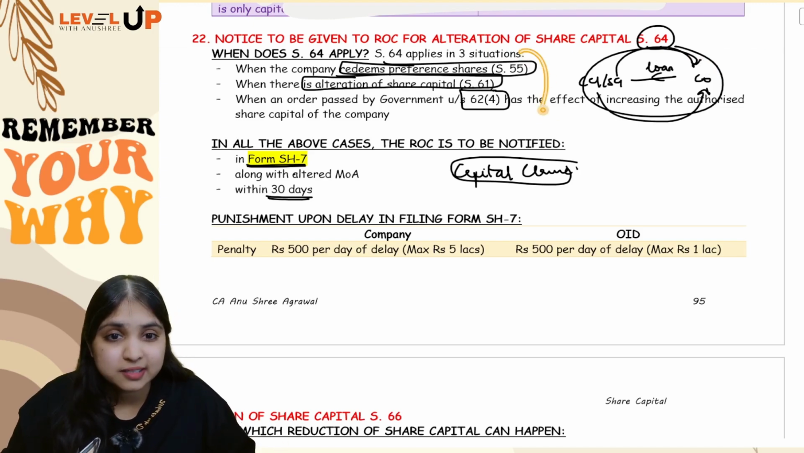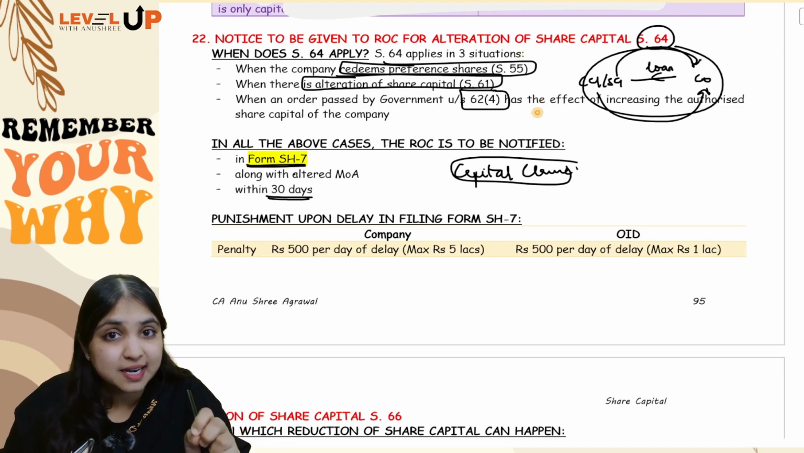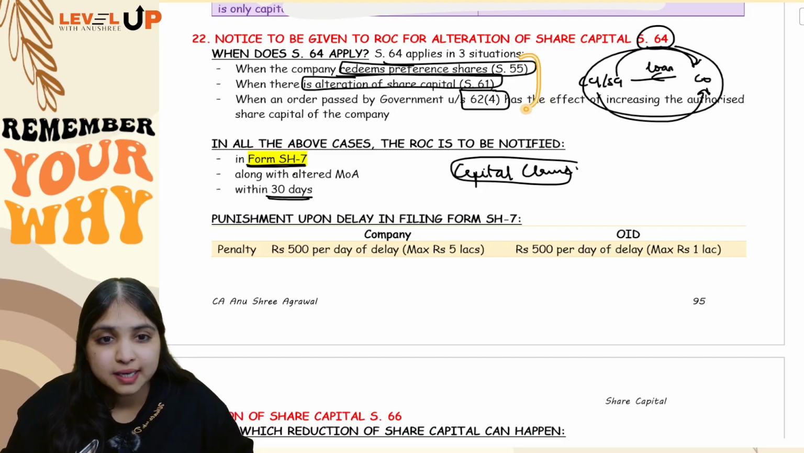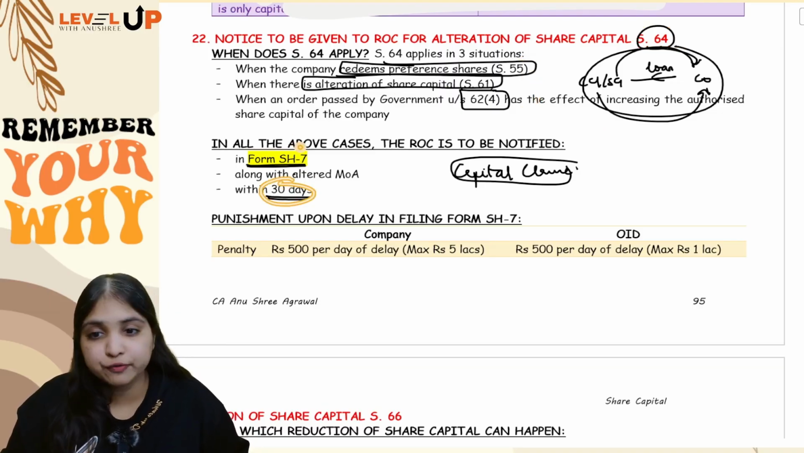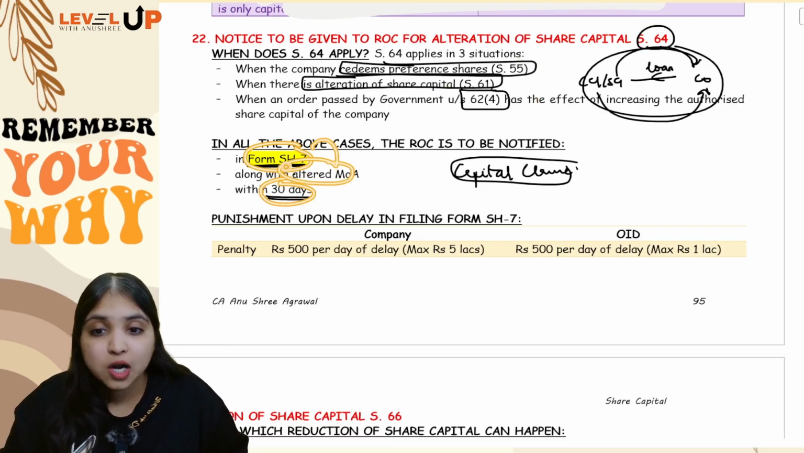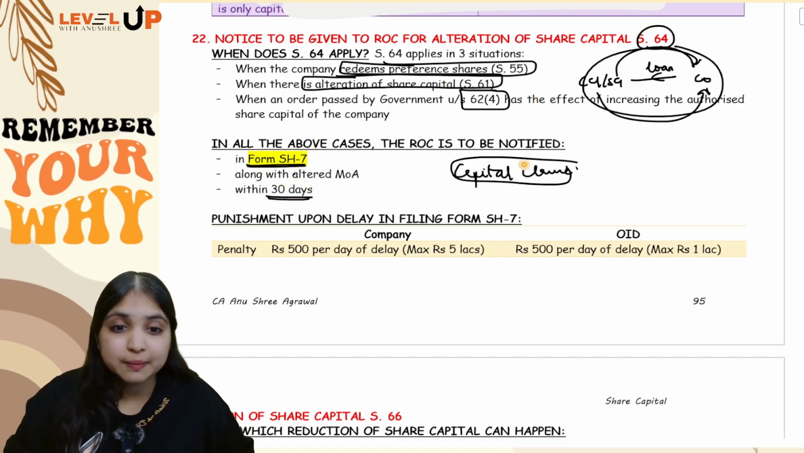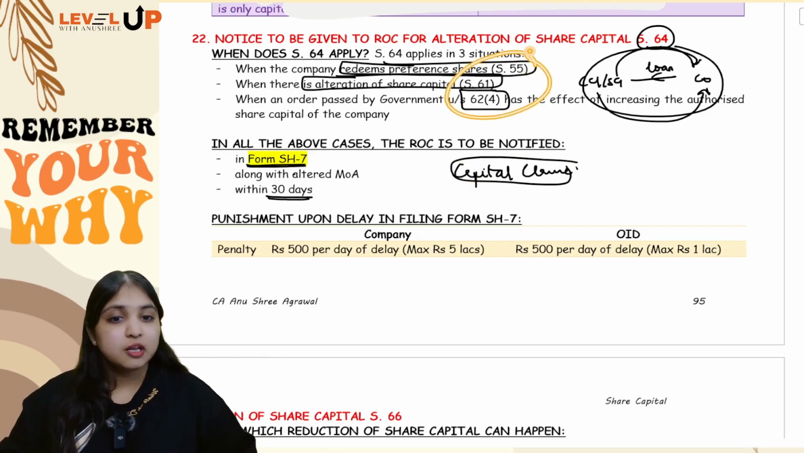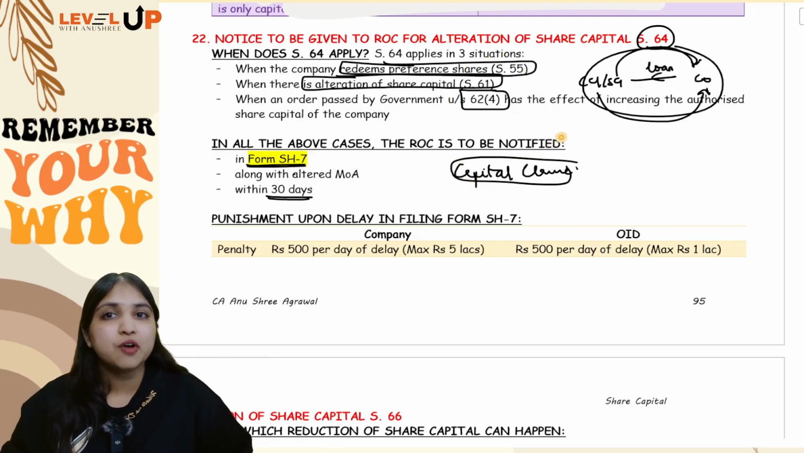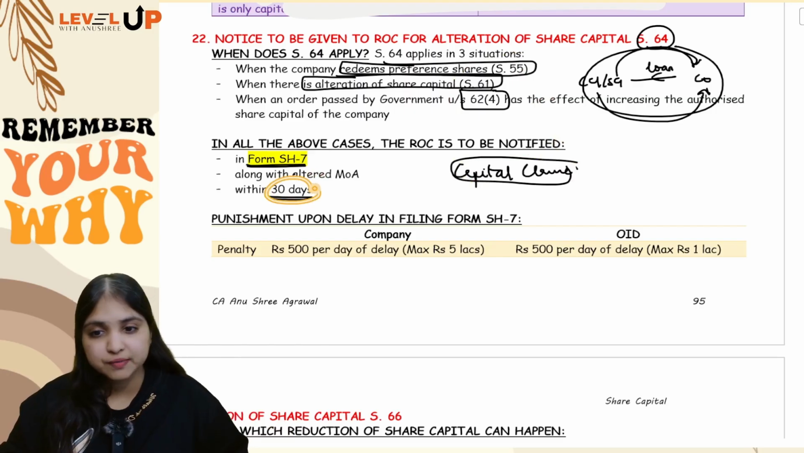So in all the three cases, if you see, my authorized capital number is getting affected. So that is why these three concepts are combined together in Section 64. In all the three concepts, we are supposed to inform the ROC after this happens. Within 30 days, we are supposed to inform in Form number SH7 along with the altered MOA. Why altered MOA? Because the capital clause is going to get changed in all the three sections. So therefore, with the altered MOA, with Form SH7, the ROC has to be informed within 30 days.